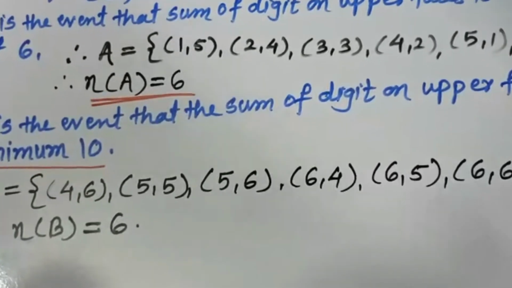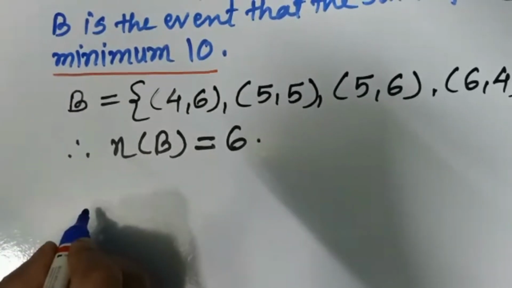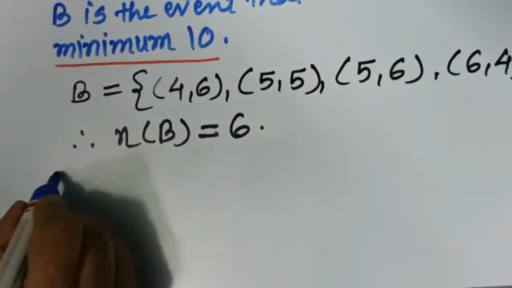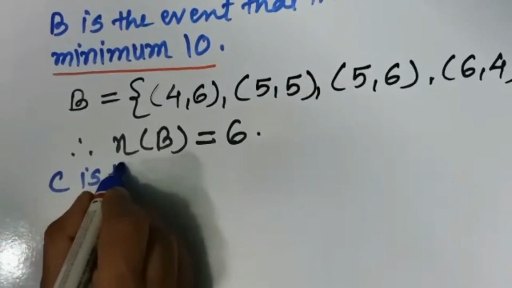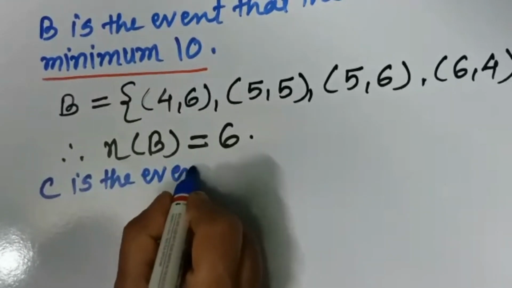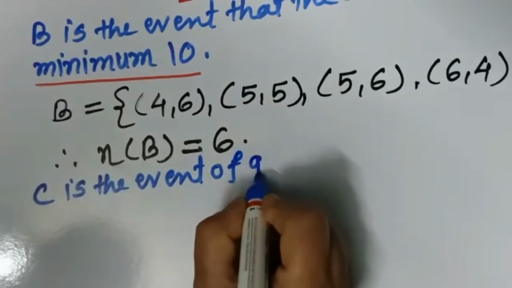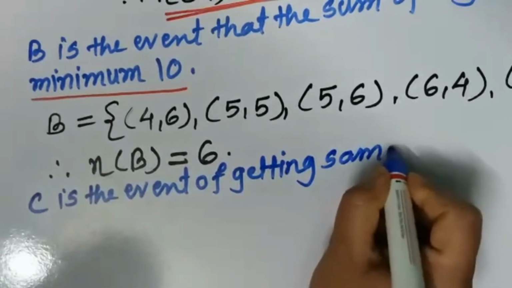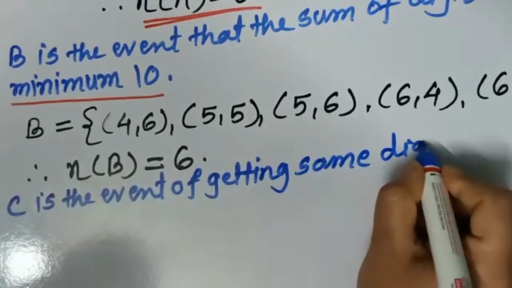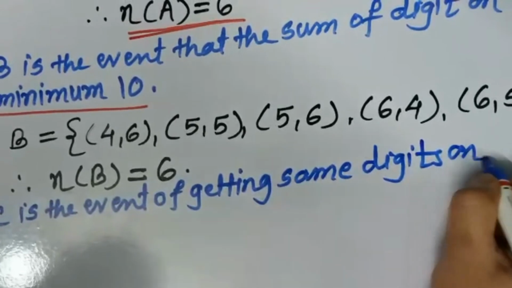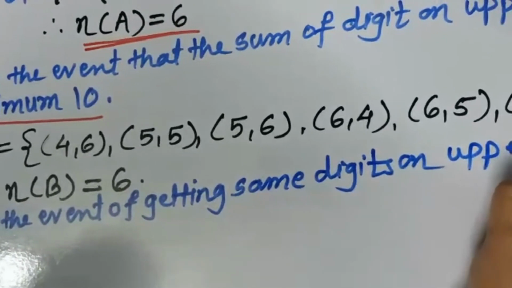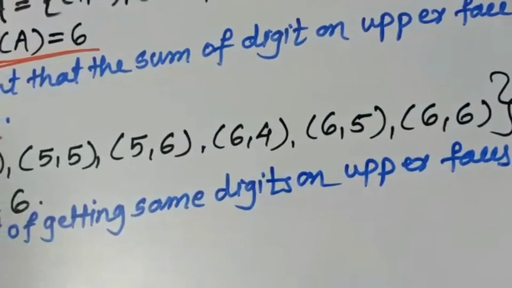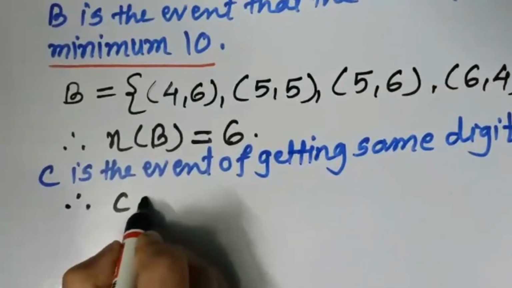Now we are writing the C event. Event C is the same digit on both the upper faces. Very easy. So write, C is the event of getting same digits on upper faces.